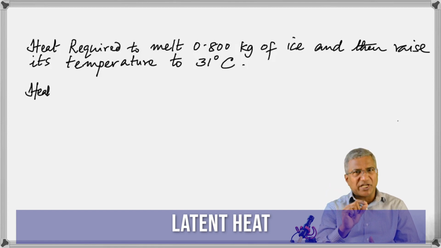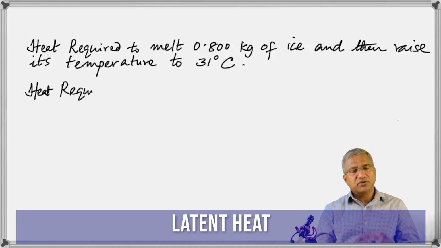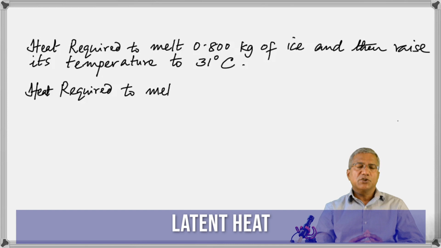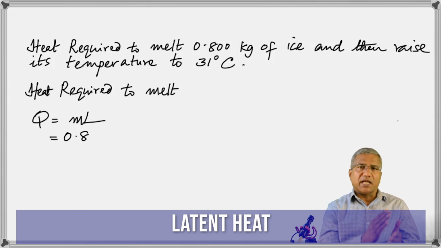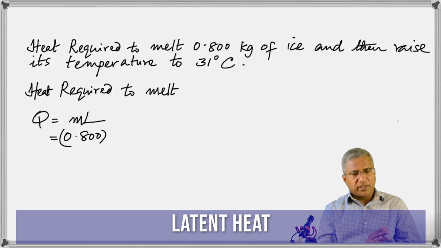So whenever there's a change in phase, you always use mass times latent heat. So that's what we will do first. So heat required to melt it is mass times latent heat. And the mass is given. Latent heat will be given.